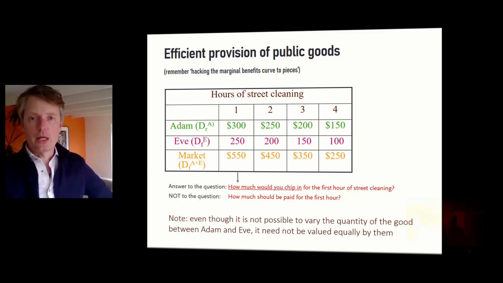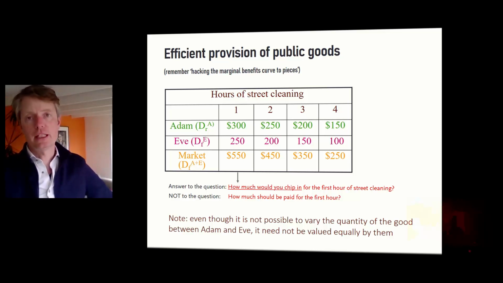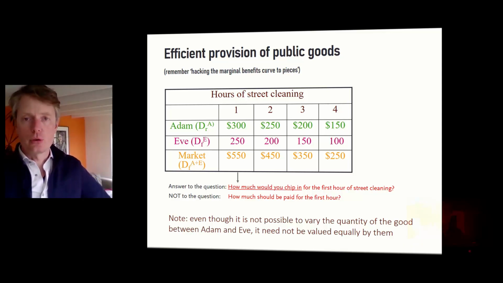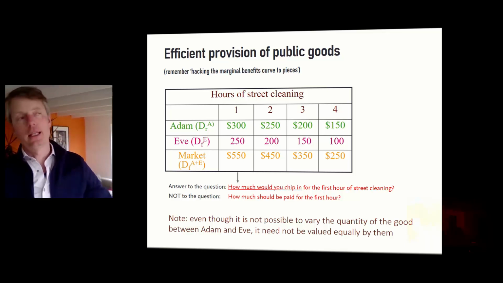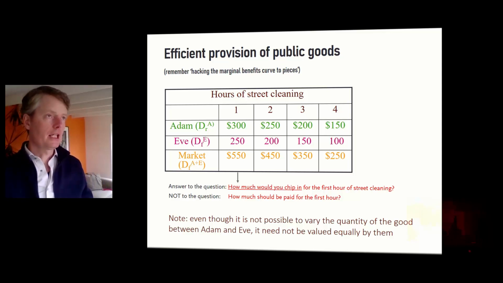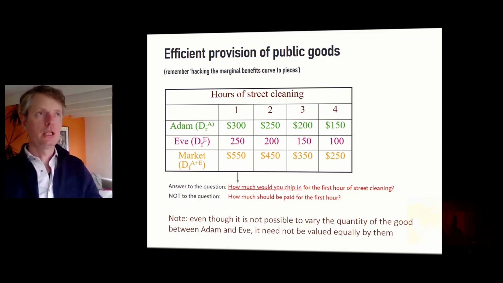So this is the valuation of the public good at every quantity provided. And obviously when we get up to 4 hours of street cleaning, the 4th hour of street cleaning is valued lower, not by 300 but only half by Adam, so that's 150. Eve values that by 100, so together they value 4 hours of street cleaning at $250. And as I told you earlier, in the case of public goods, we cannot vary the quantity consumed between individuals, because they all have to consume a similar quantity of the public good, but as you can see, their valuation may well differ.